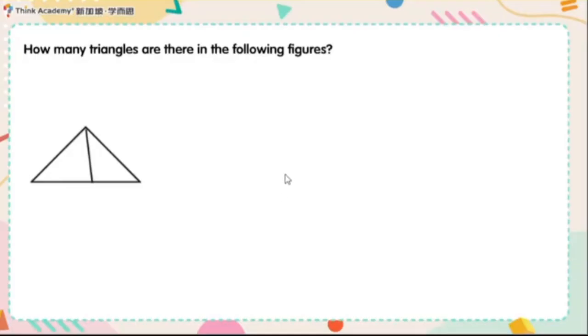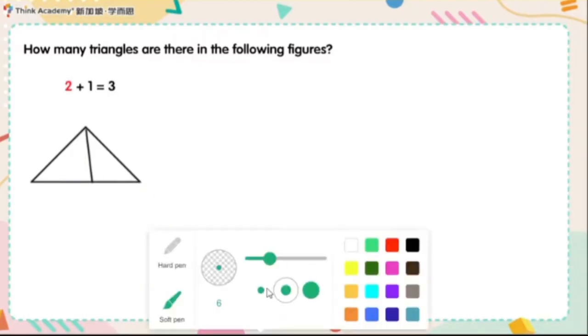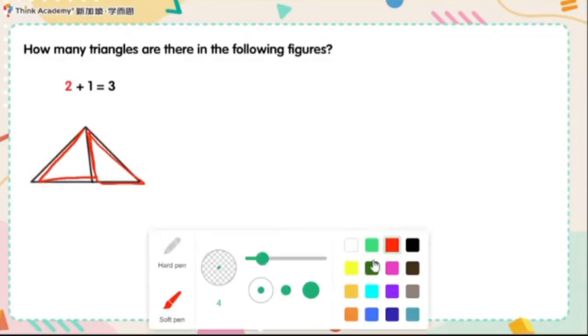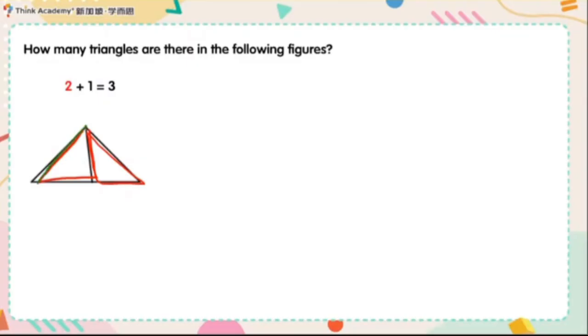How many triangles are there? Are there only 1, 2 triangles? No, it's not just 2. It's actually 3 triangles, right? Why are there 3 triangles? That's because you have, let me adjust my pen, 1 over here. Then you have 1 over here. And then you have this whole big triangle, right? Let me use another color to show you. One big triangle. So that's why you have 2 plus 1 equals 3, right? 2 plus 1 equals 3.